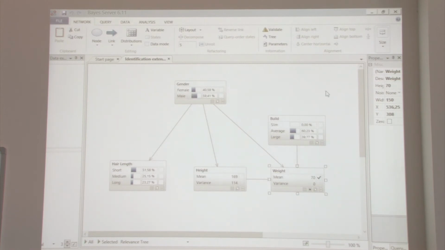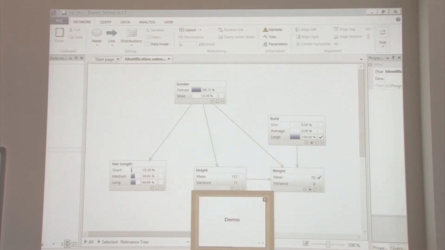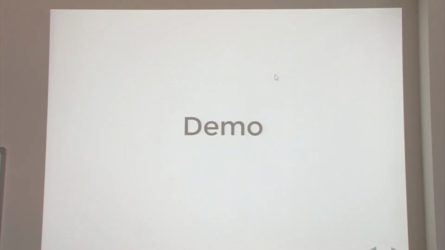So now let's add the evidence that the person not only weighs 70 kilos, but we would consider this person to be large. Now, as you can see, the evidence that we consider a person with a weight of 70 kilos to be large made the Bayesian network believe that it is female with 99% probability. As you can imagine, if you saw a man weighing 70 kilos, you would probably not assume that he's large. Okay, so this was an example of how you can use Bayesian networks.